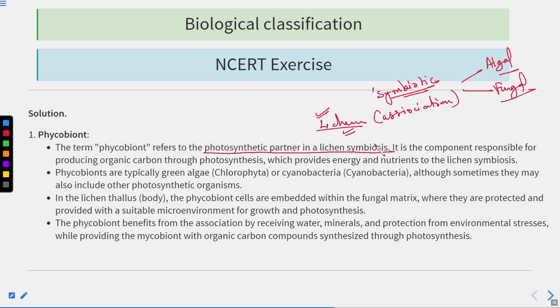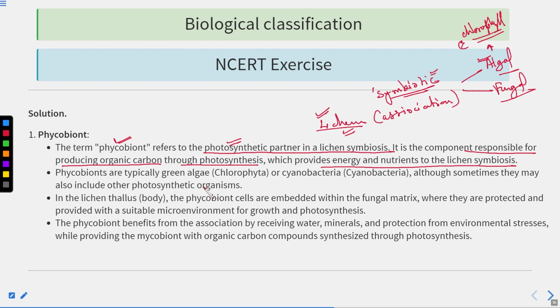Now here the phycobiont is doing the process of photosynthesis. It is the component responsible for producing organic carbon through photosynthesis, which provides energy and nutrients to the lichen symbiosis. The algal partner has the chlorophyll, inside the chloroplast. Due to the presence of this chlorophyll, they are able to capture sunlight and make their own food, and that food is made available to the fungal component as well, right?